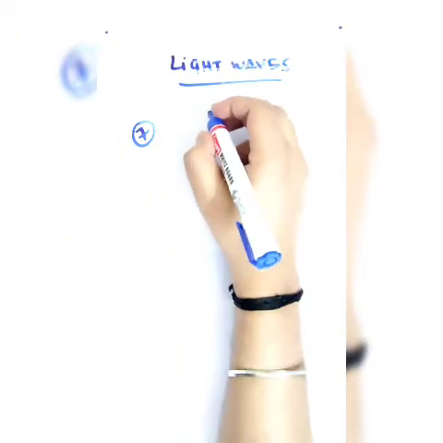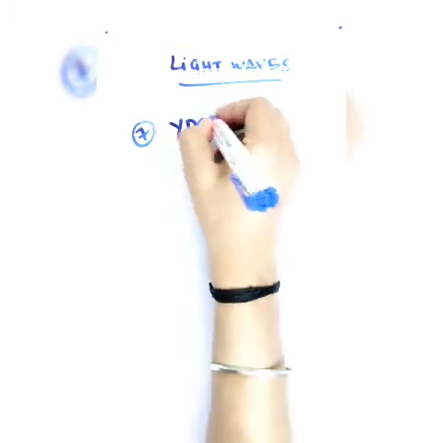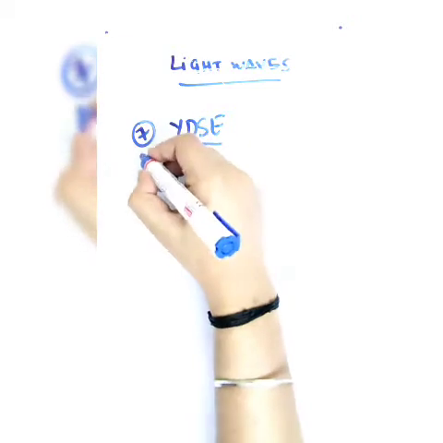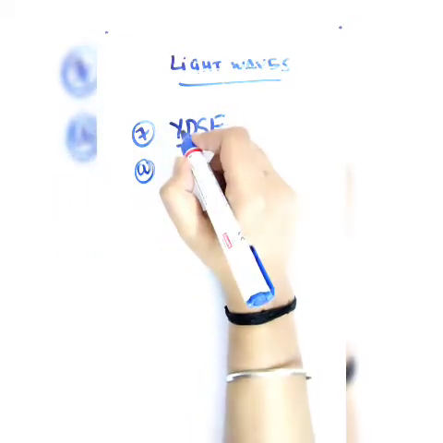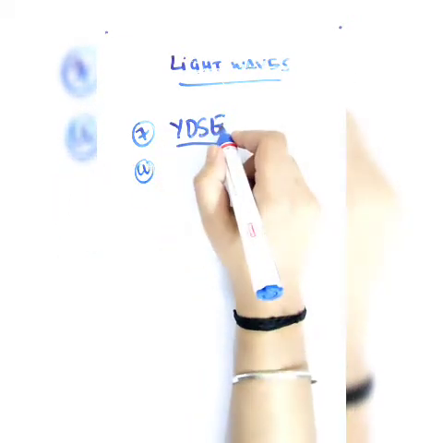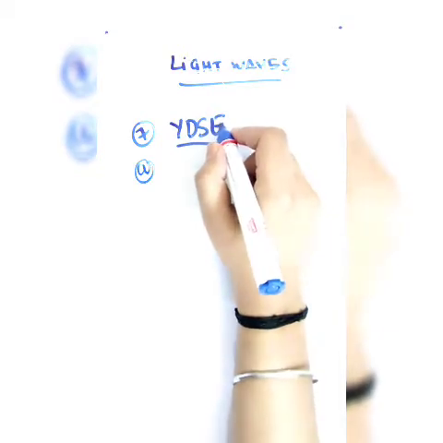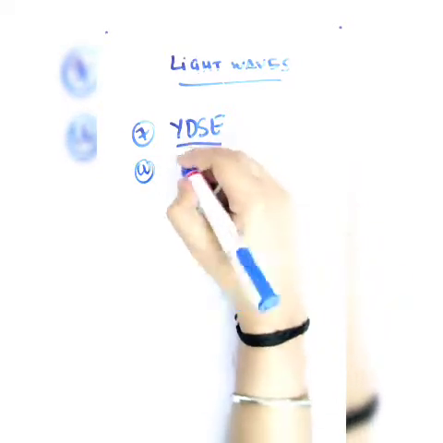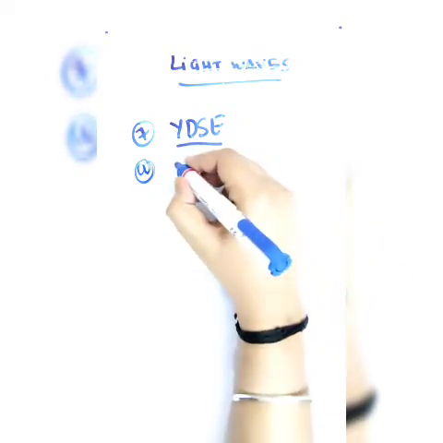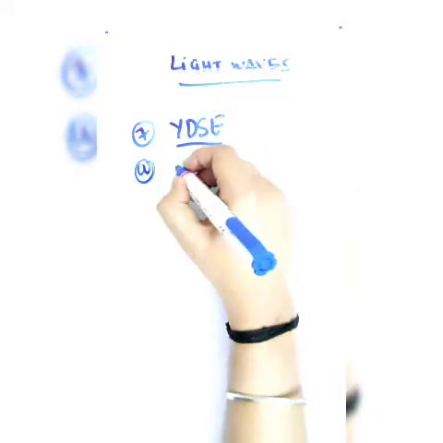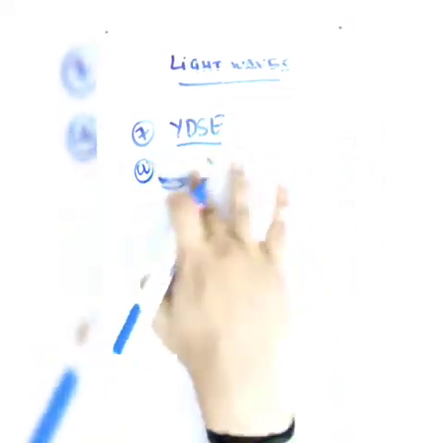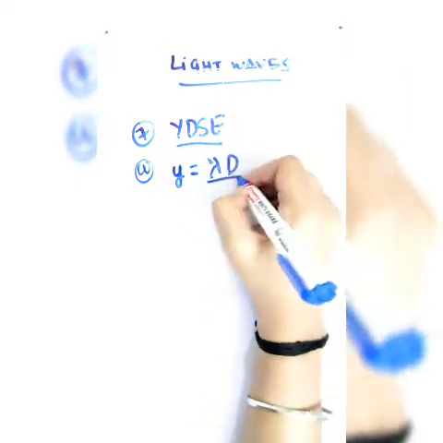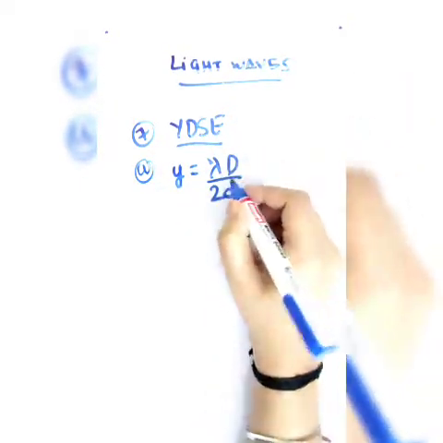Now coming to question number 7. This question is again on YDSE. In the first part, we have to find the distance of the first minimum from the center of the central maximum. That means we need to find the first dark fringe. Let us call that distance y. So y would be equal to lambda D by d, over 2.